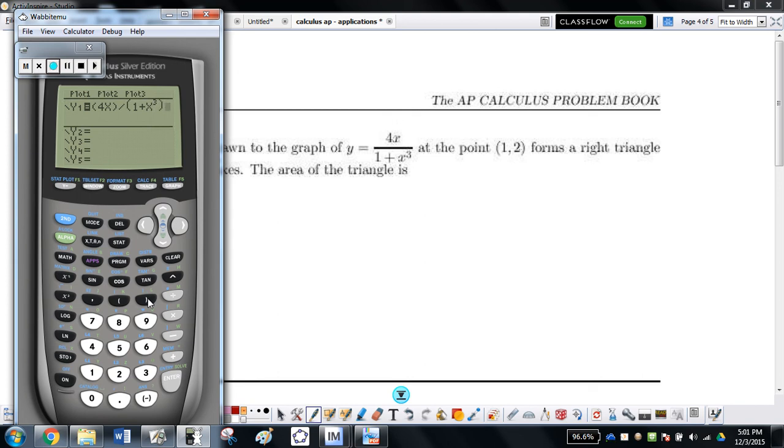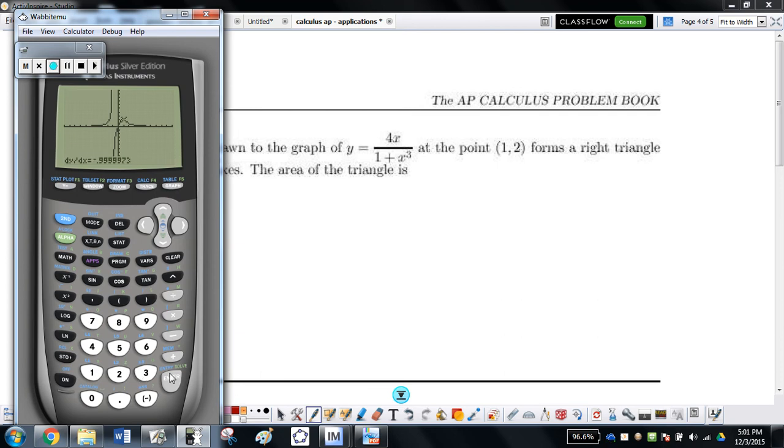Right, so that's our function. We want the slope, which this thing can give us. It won't give us a derivative function, but it will give us the slope at any point. Do we know where we want the slope? At 1, right? So second calc, dy/dx at 1.